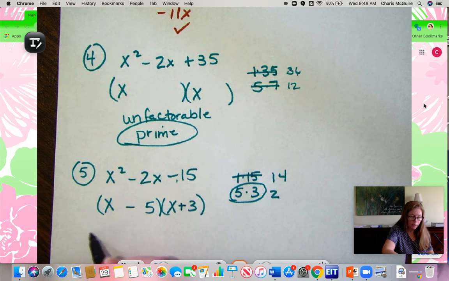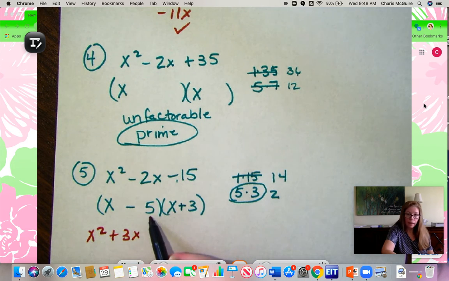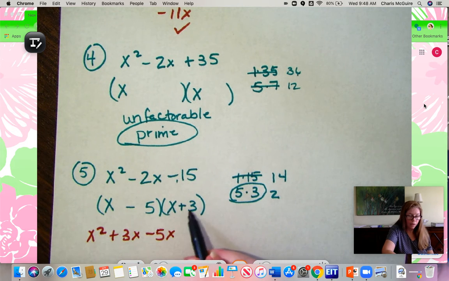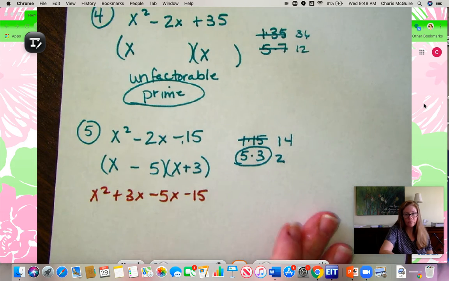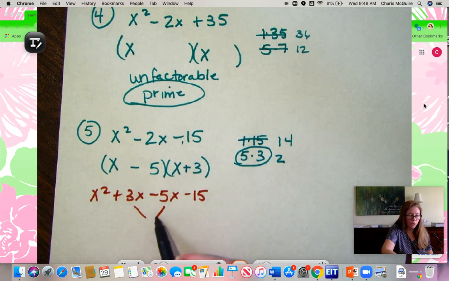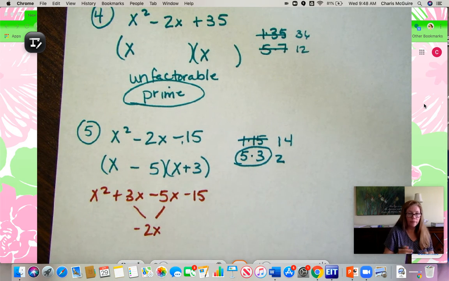X times x is x squared. X times 3 is a positive 3x. Negative 5 times x is a negative 5x. And negative 5 times 3 is a negative 15. Look at these middle terms. Positive 3x and a negative 5x give you the negative 2x.